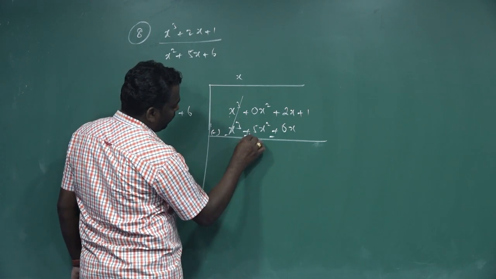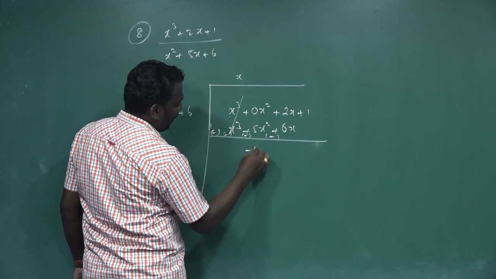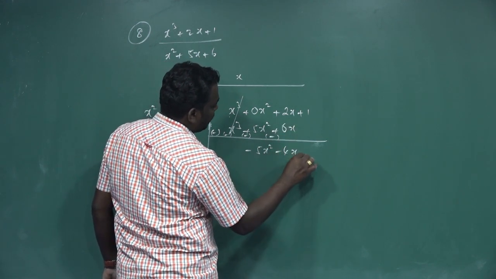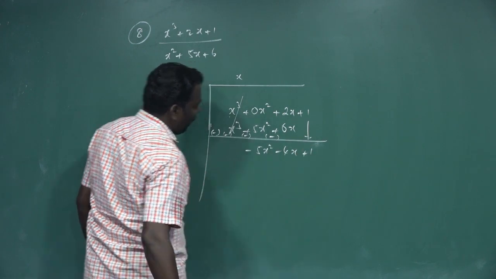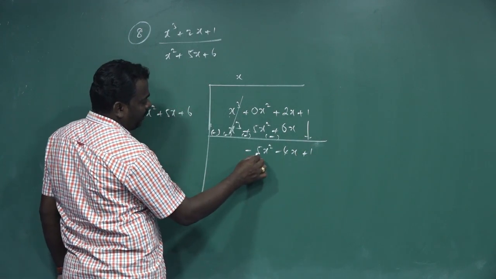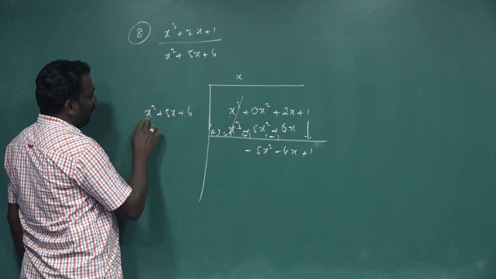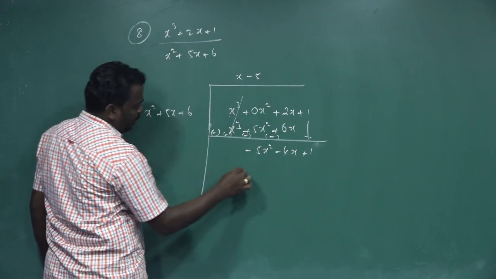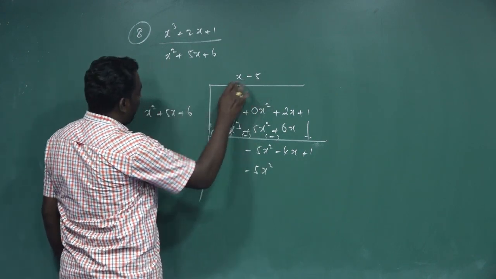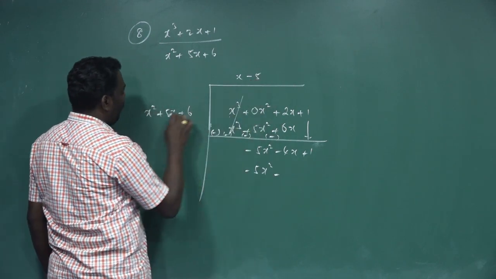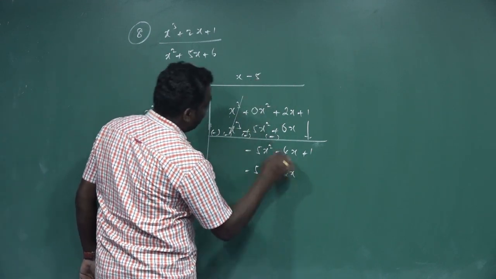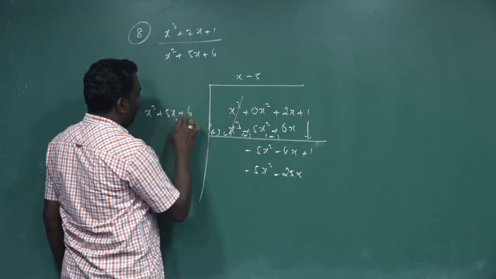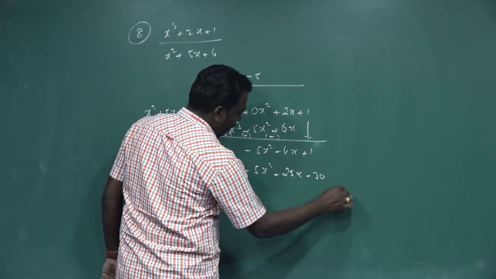Minus 5x square, then 2x minus 6x gives minus 4x, then the extra plus 1. Again we want to cancel minus 5x square, so we multiply x square with minus 5. Therefore minus 5 into x square is minus 5x square, minus 5 into 5x is minus 25x, then minus 5 into plus 6 is minus 30.